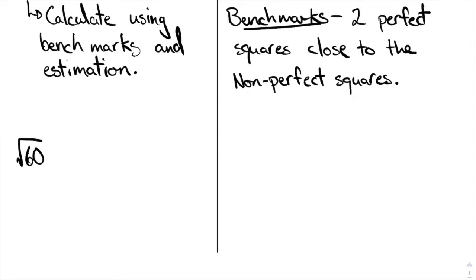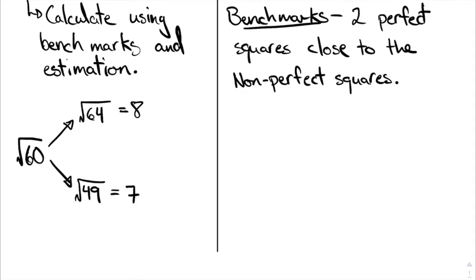Well, the square root of 60 can be thought of as being close to the perfect square 64, and the square root of 64 is 8. And it can also be seen as being close to the square root of 49, which is 7. So the square root of 60 is found somewhere in between the square root of 49 and the square root of 64, meaning the answer has to be something around 7 point something.